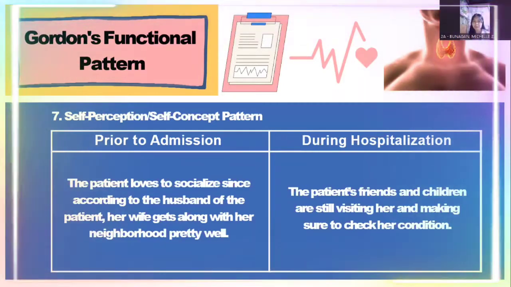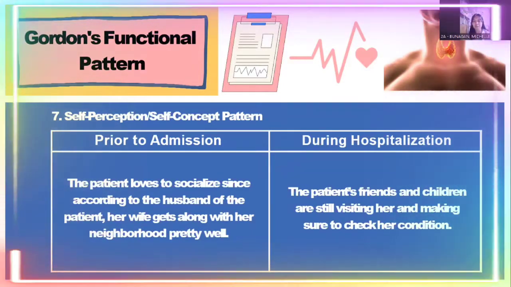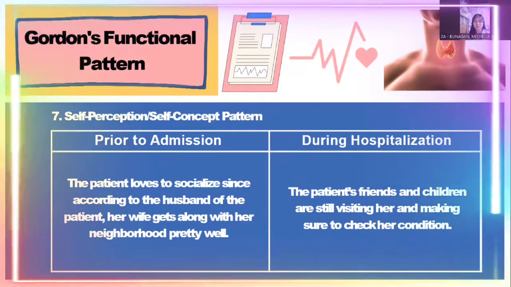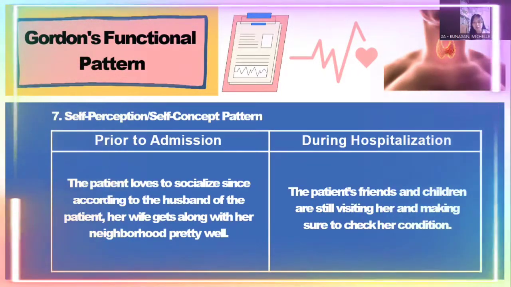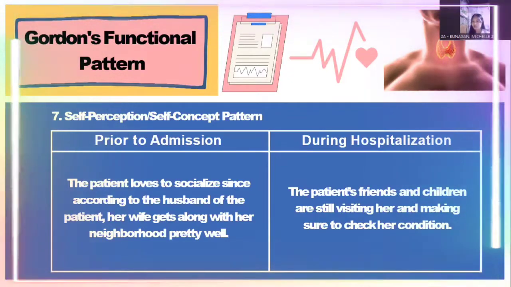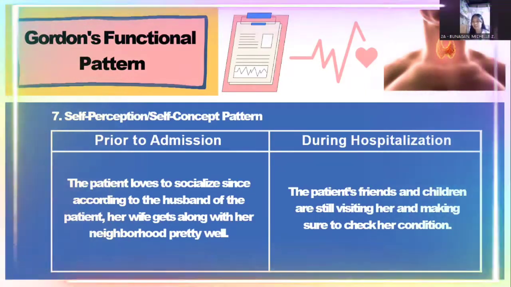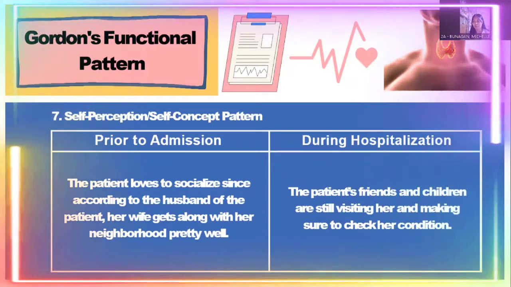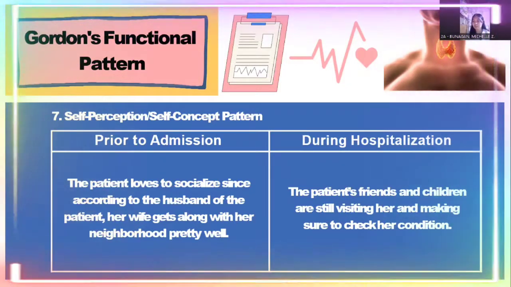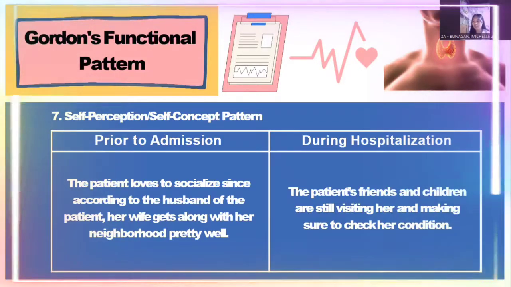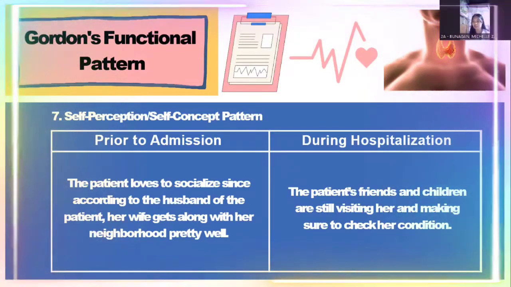And for the self-perception or self-concept pattern, prior to admission, the patient loves to socialize, according to the husband of the patient, her wife gets along with her neighborhood pretty well. During hospitalization, the patient's friends and children are still visiting her and making sure to check her condition. Next, please.